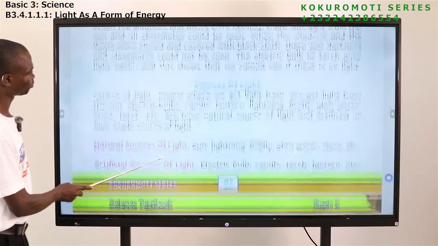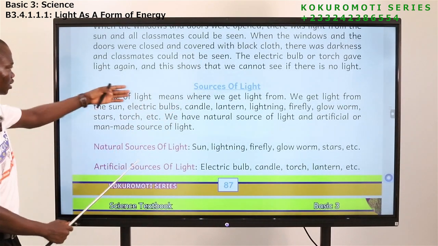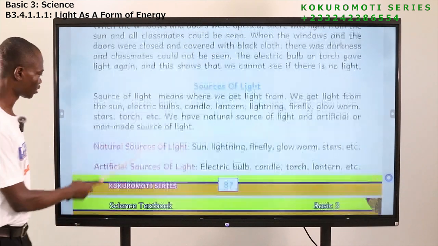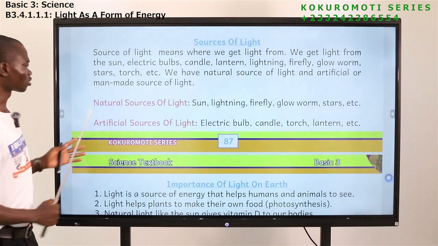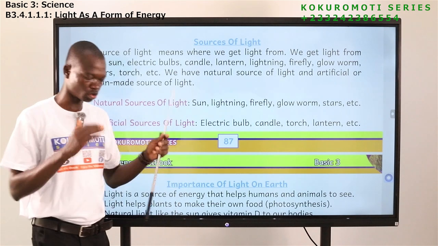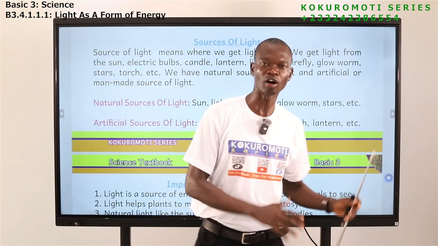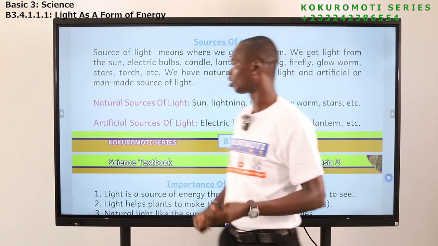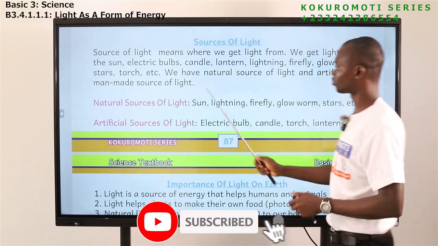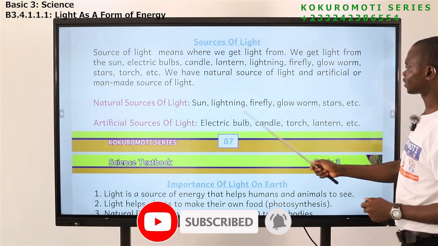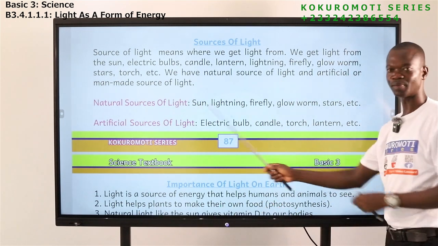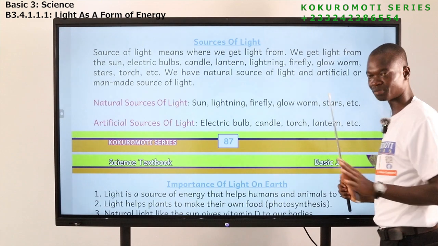Let's go back. Now, sources of light: we have seen what sources of light is, where we get light from. That is the sources of light. And we are saying that the sources of light are grouped into two: those that are made by man, and those that are created by nature or God. So natural sources of light: the sun, lightning, firefly, glow worm, stars. All these are natural. They are made by God. They are not made by human beings.